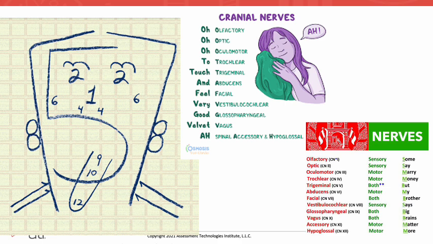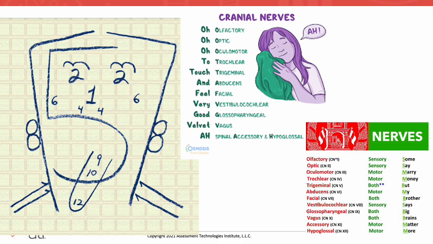So the memorization trick for that is, some say marry money, but my brother says big brains matter more. Now, the first letter of each of those words, there's 12 of them, is an S, an M, or a B. So that means the S's for some say are going to be sensory nerves. So 1 and 2 are sensory nerves. Marry money, that's your oculomotor and your trochlear. Those are going to be motor nerves. And then you've got your trigeminal nerve, which is both. So that is the word but. And big and brains, those are going to be both.